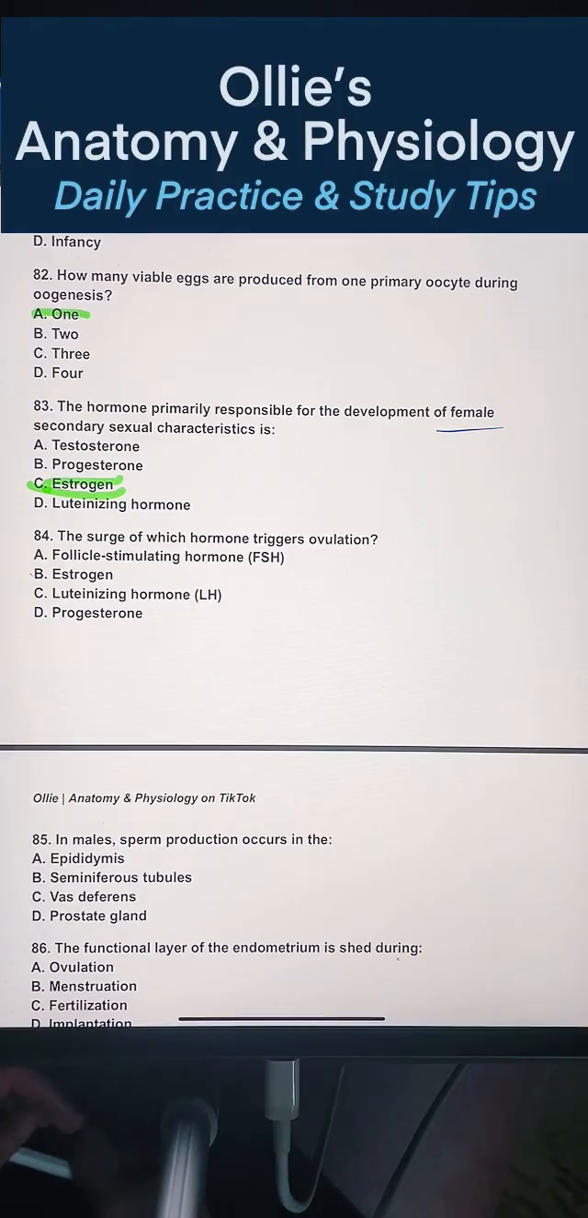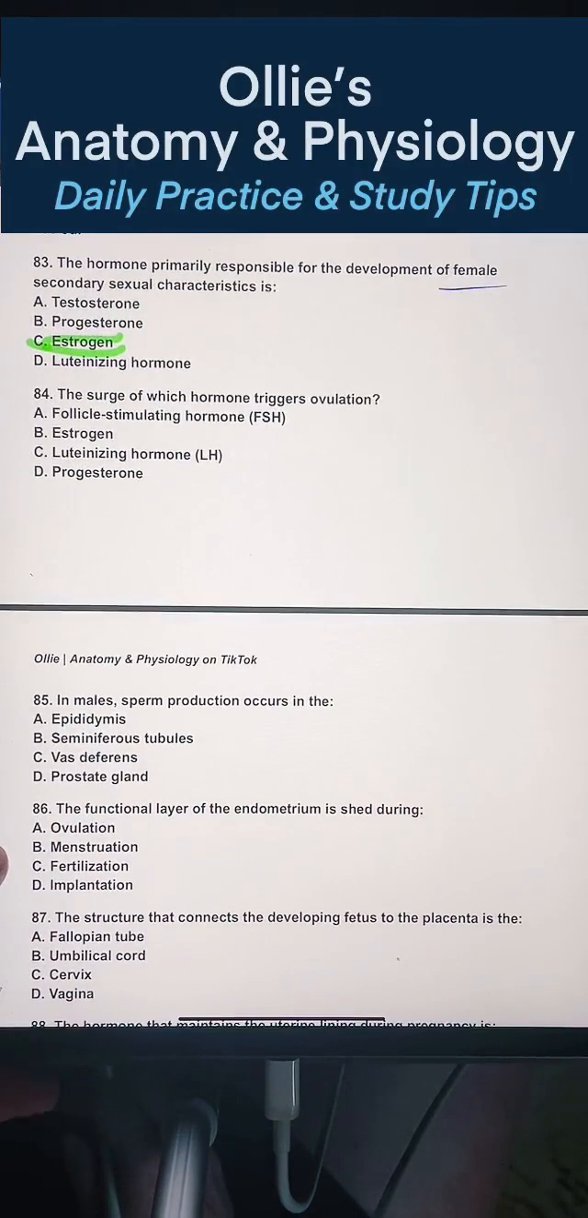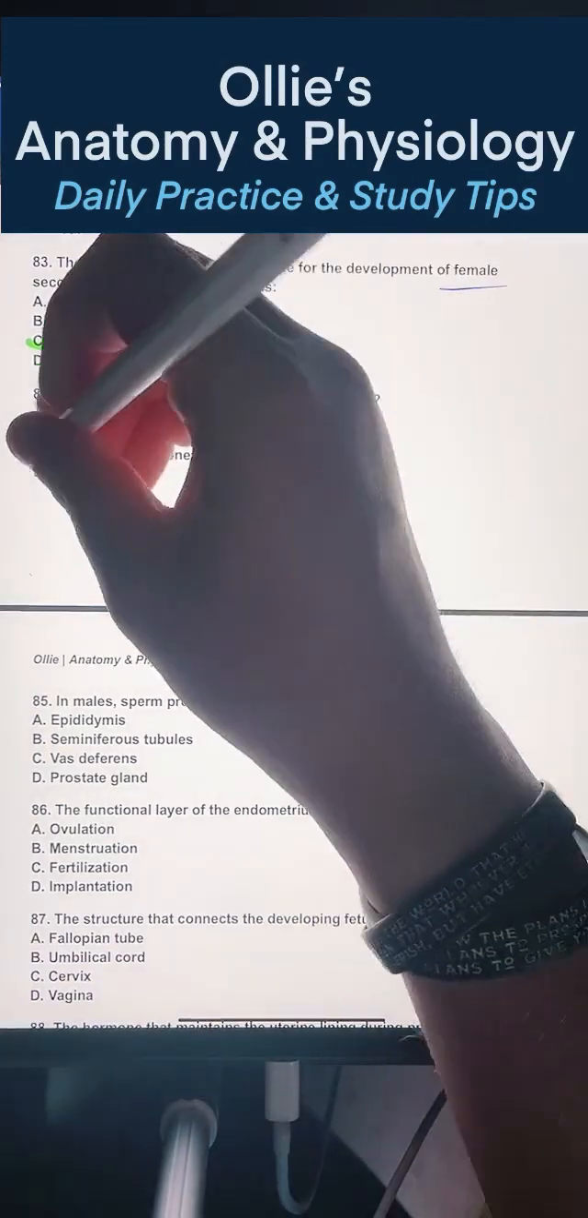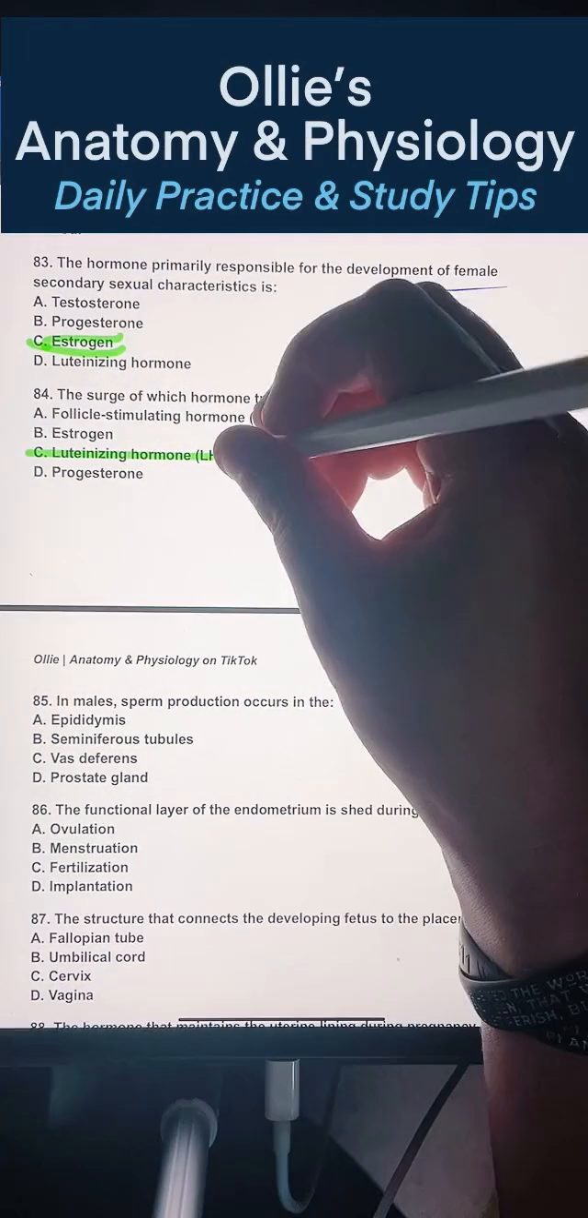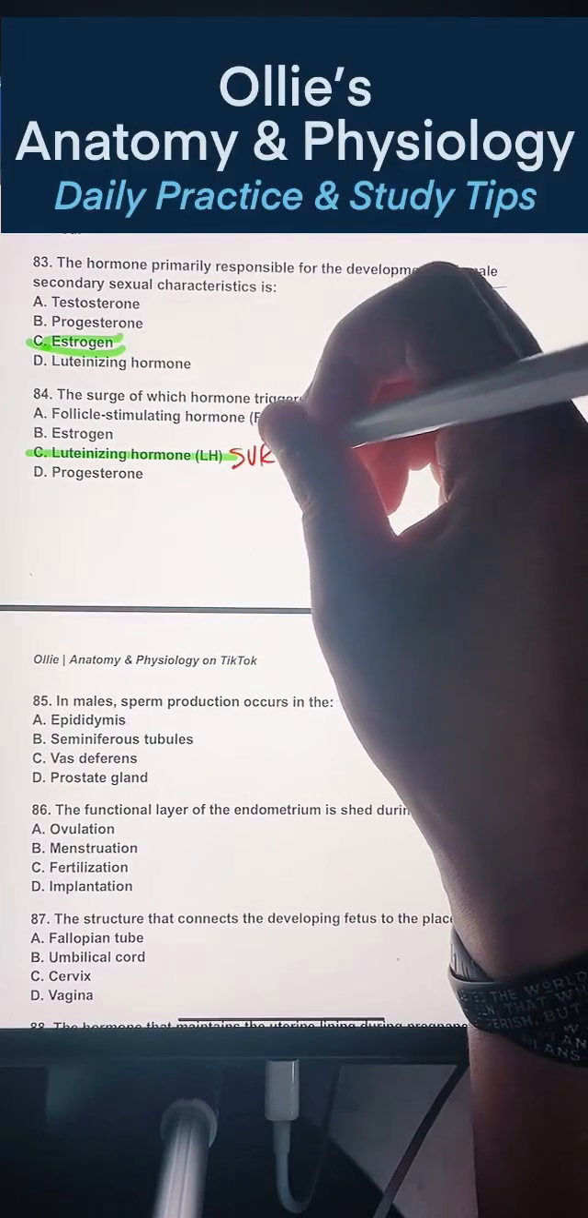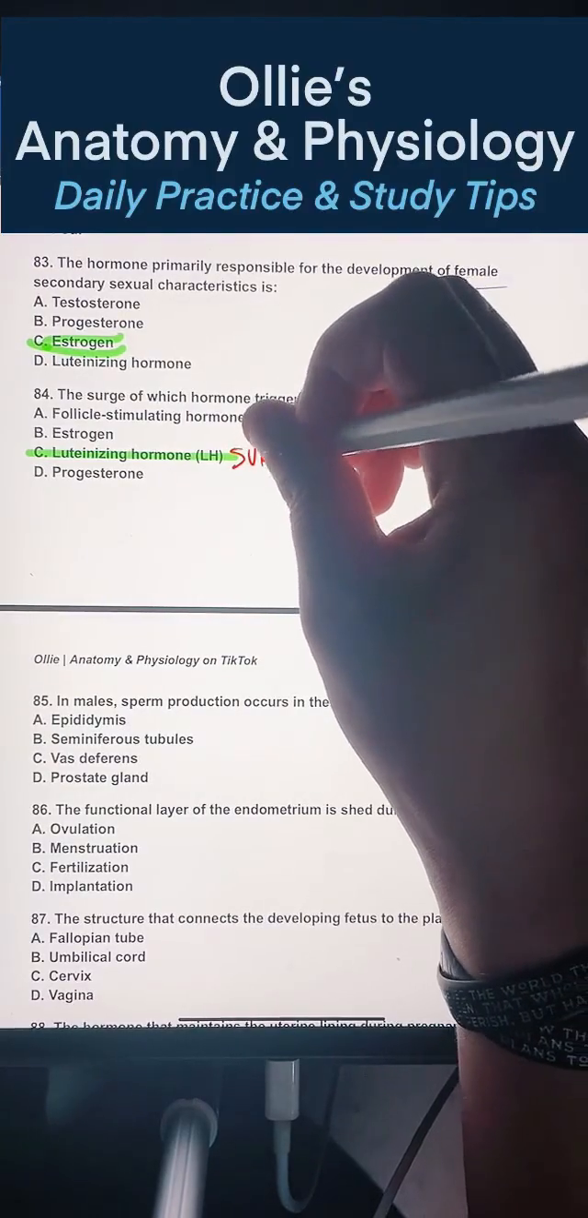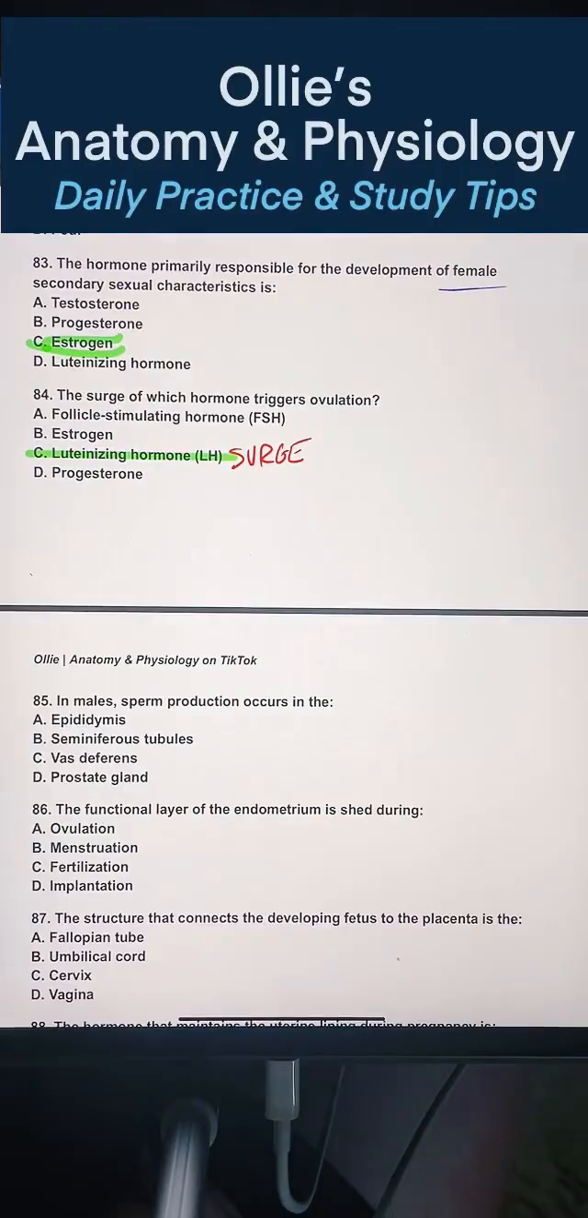Luteinizing hormone stimulates ovulation. Number 84. I kind of gave the answer away by explaining, but the surge of which hormone triggers ovulation? For number 84, the answer is C. It is the luteinizing hormone, LH. It is referred to as our LH surge.